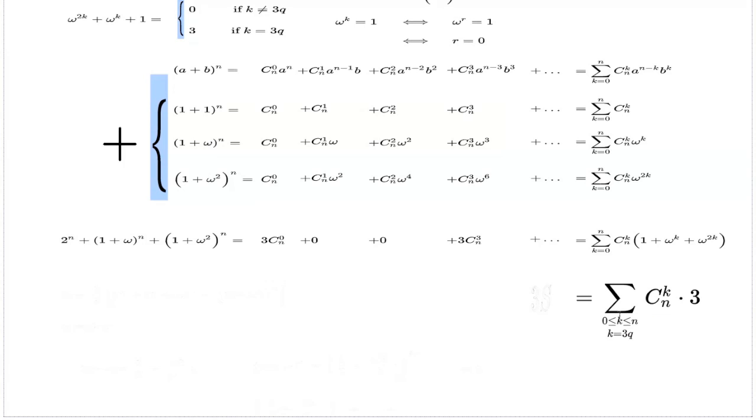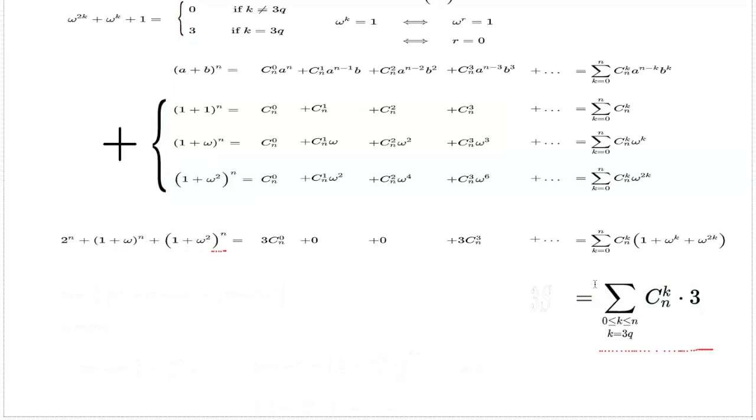It's the sum over all indices k from 0 to n, but we only count those which are multiples of 3, and we take every binomial coefficient for such a multiple of 3 and we triple it. That's the whole thing. Look what we end up with: this left-hand side here equals this right-hand side.